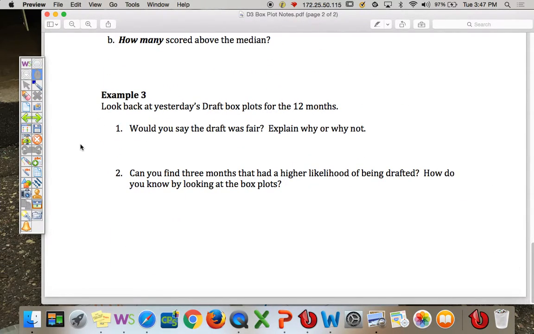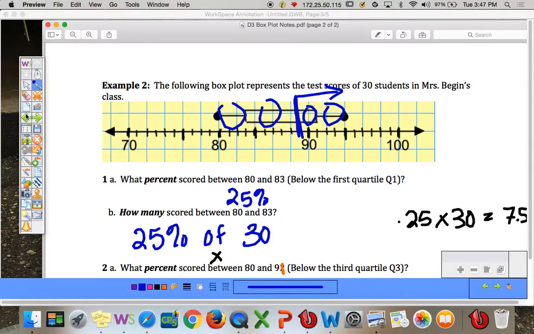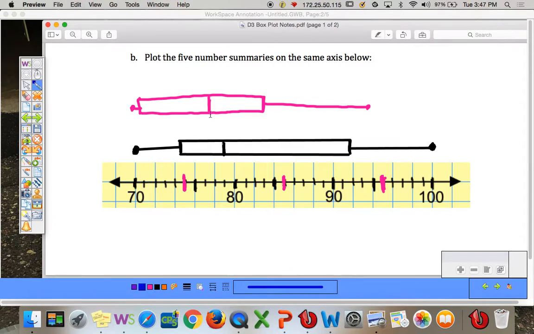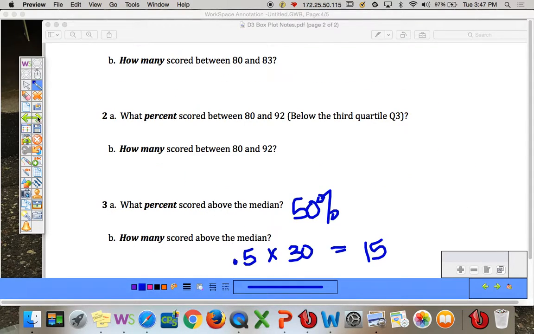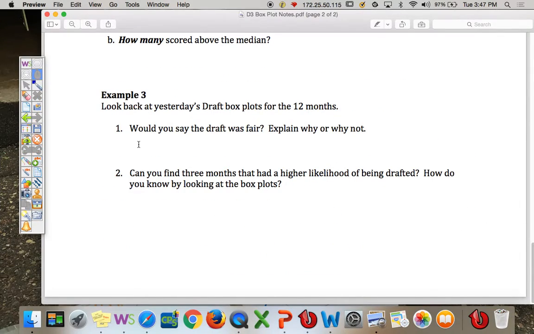The last thing that we're going to look at is the draft box plots for the 12 months, and I don't have a PDF of that, but we'll look at it in class. And looking at all the 12 box plots and the shape of the graphs, like we did for looking at these different shapes right here. The question is, would you say the draft was fair? Explain why or why not. And number 2, can you find 3 months that had a higher likelihood of being drafted? How do you know by looking at the box plots? And so we'll do this in class. If you still have questions, you can come to class and let me know.